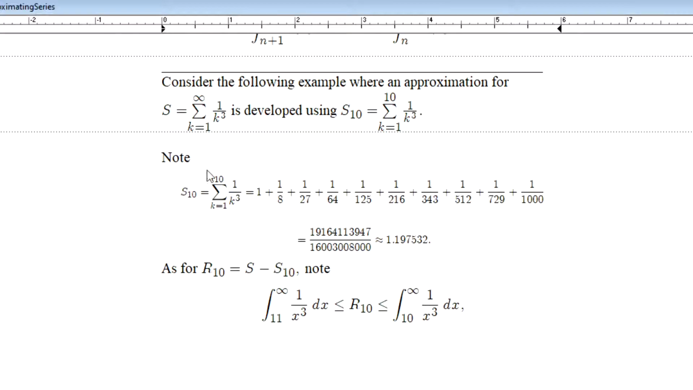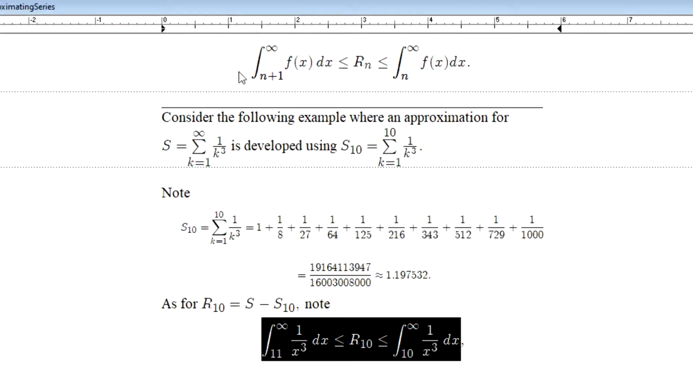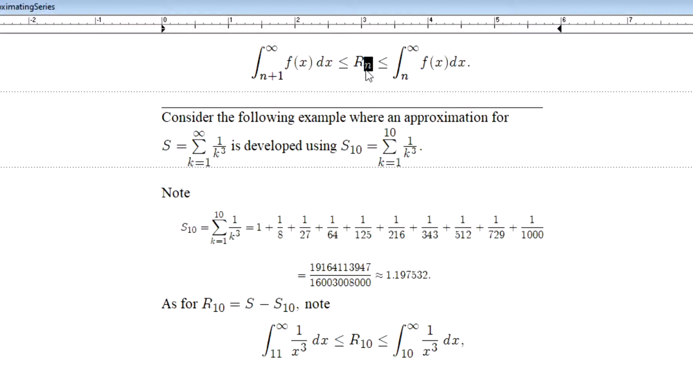Now, as for the value of r sub 10 itself, r sub 10 we know is equal to s minus s sub 10. We would note that the value of r sub 10 is stuck between these two improper integrals. In our case, the n has been replaced with 10, so our lower bound is going to begin at n plus 1, which is 11, and continue up to infinity in its improper integral.